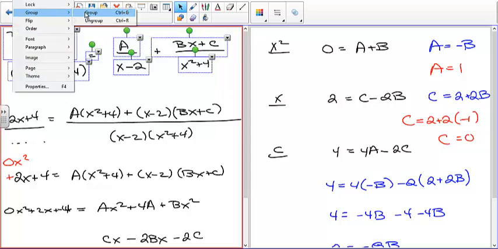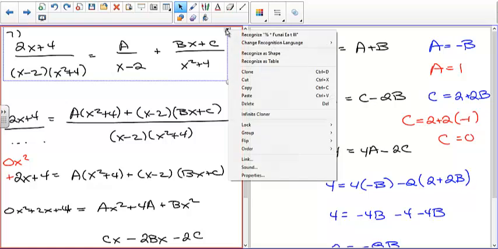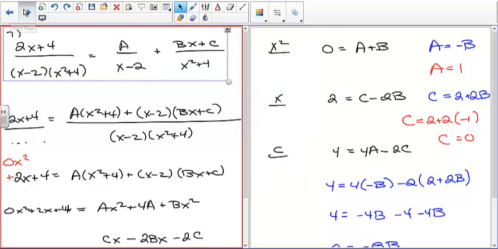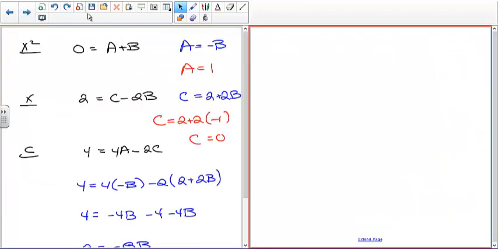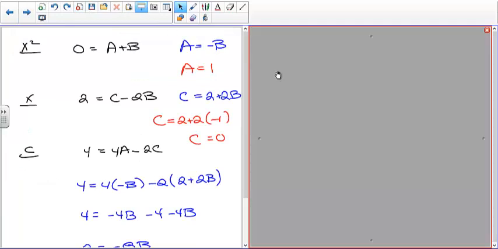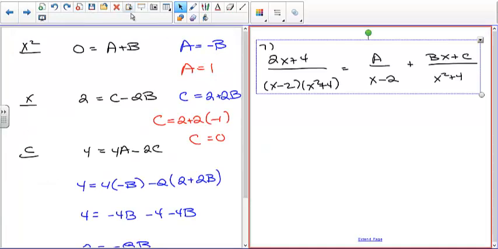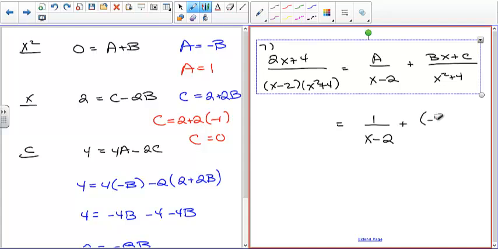So I don't have to recopy this, we'll copy it, go to the end here, and paste. So this is going to be equal to a, which is 1, over x minus 2, plus b, which is negative 1, times x over x squared plus 4, or 1 over x minus 2 minus x over x squared plus 4.